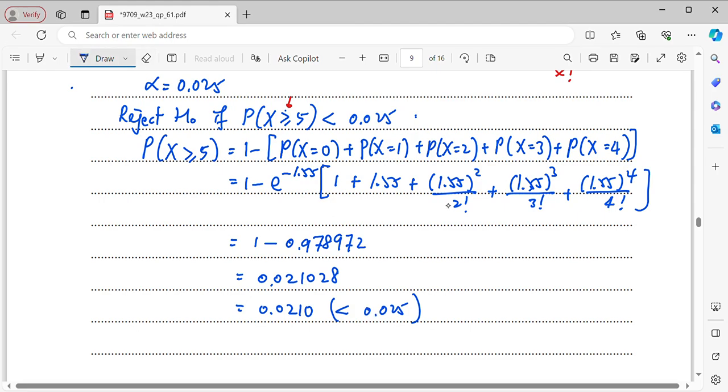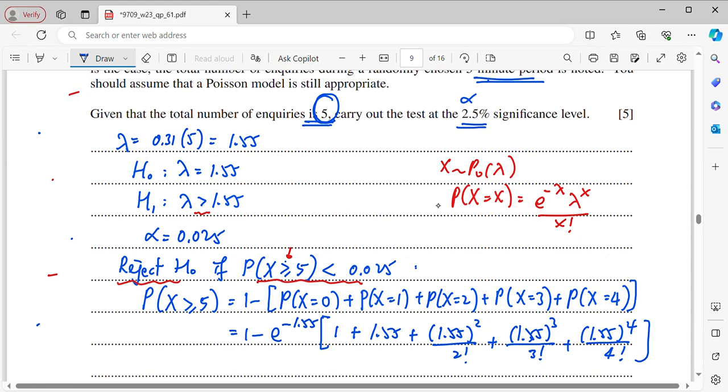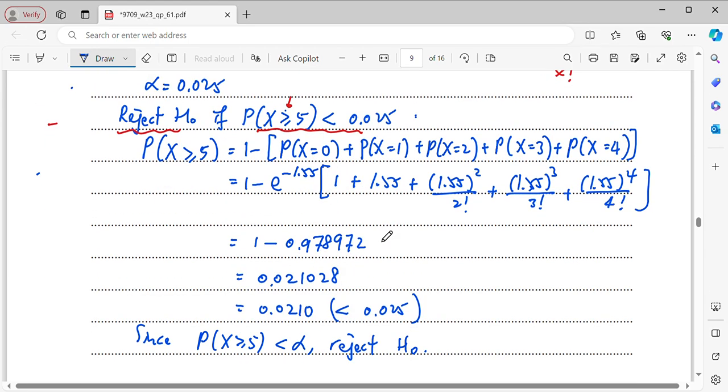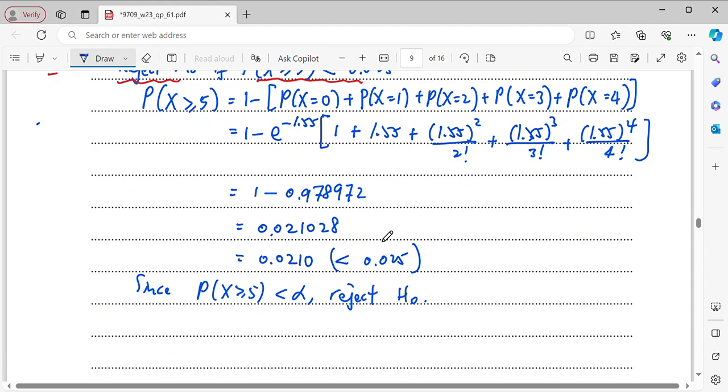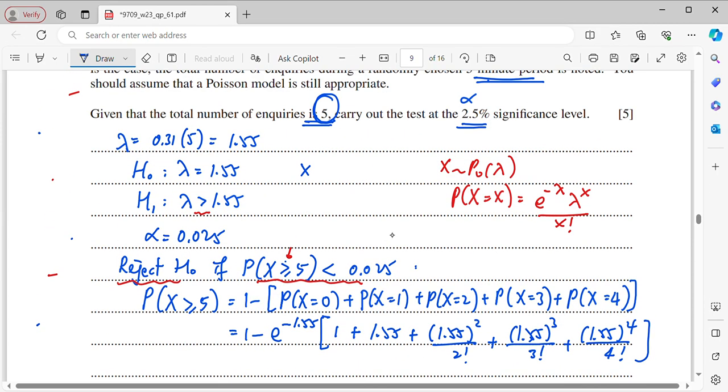So when it is less than, that means our conclusion is reject H0. Alright, so here I will just write: since P(X greater than or equal to 5) is less than alpha, the decision is reject H0. So when we reject H0, what is the conclusion? Conclusion means that, okay, we rejected H0, right? It's like we do not accept this. Therefore, it's like we accept this, right?